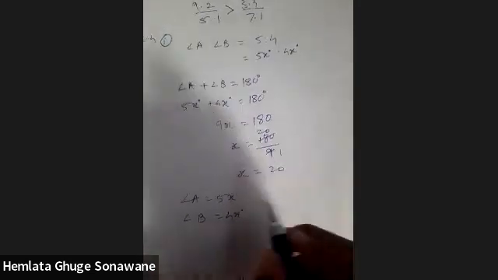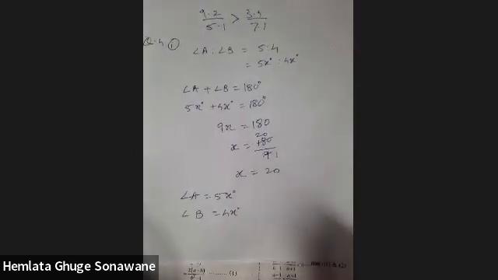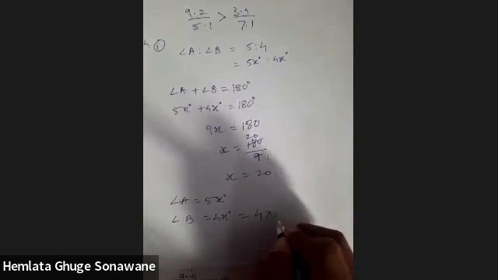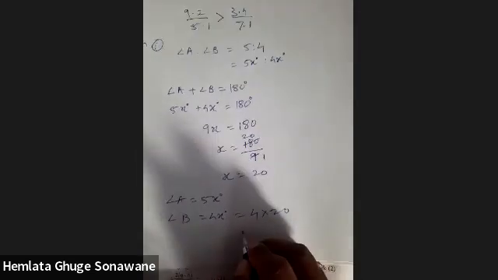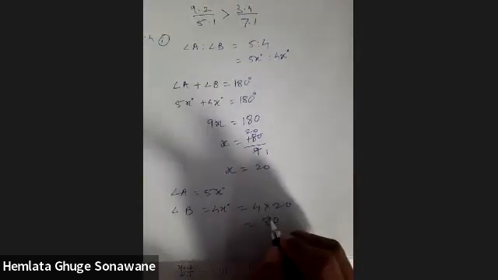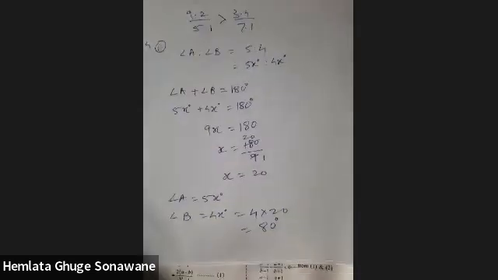We'll put the value of x and we'll get the value of angle. Here we have to find out the measure of angle B. So we'll put here 4 into 20. It becomes 80. So we have got the value of the measure of angle B, that is 80 degree.